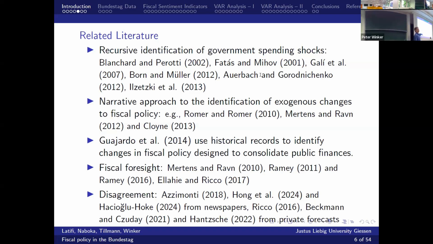And then some do it for financial markets, disagreement on financial market forecasts. But we haven't seen any paper doing that with parliamentary speech. Well, there's also a literature for the central banks. We have a literature on what central banks do, but not for the fiscal policy side. So that seems to be the first paper, and that's the contribution.